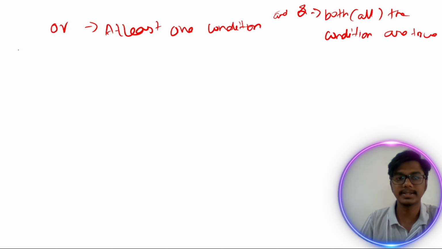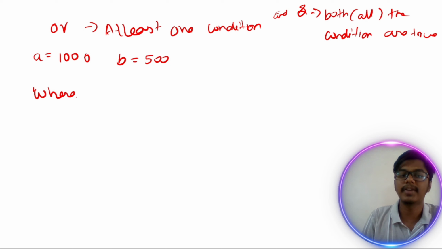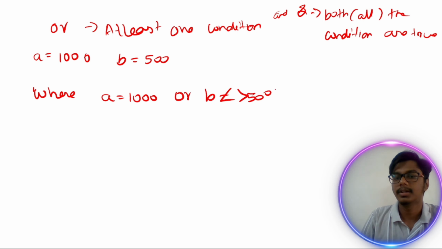Now let me discuss this OR operator. Let me write it down. A equal to 1000, B equal to 500. Now I'm just writing pseudocode. Later we will discuss it briefly in my practical part. Now I'm going to write where A equal to 1000 OR B not equal to 500. Let me explain how the OR operator works.